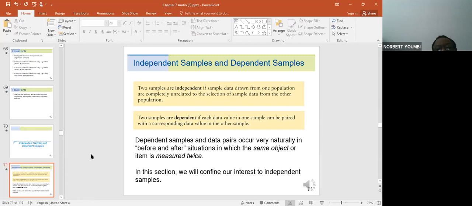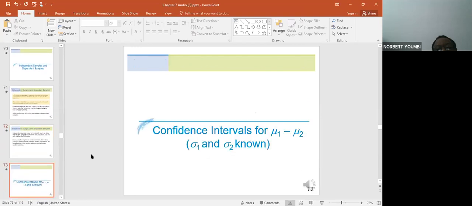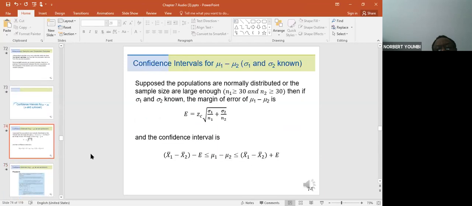That will give us a sense of what dependent sample means. I might want to determine if left and right hands of individuals have the same strength. I will measure for the same individual the left hand strength and then the right hand strength. So you know that two samples are dependent if their values are in pair. Otherwise, they are independent. So when sigma 1 and sigma 2 are known, we use the z distribution to do this computation.